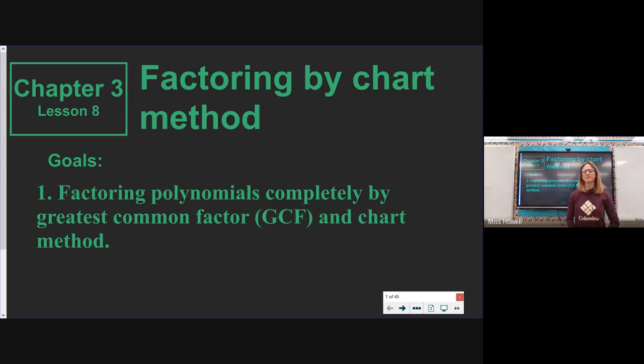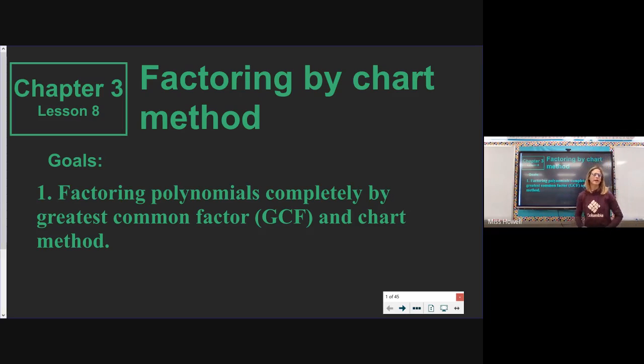Our goal for today is to continue working with our process of factoring polynomial expressions, and more specifically, factoring polynomial expressions that have degrees of 2, which are quadratics, and higher, which require both looking for what's called the greatest common factor to factor out, plus going a little bit further to what's called the chart method to factor completely.